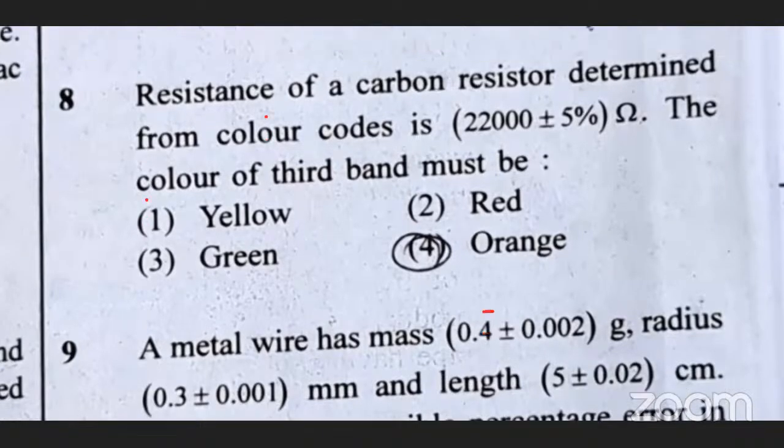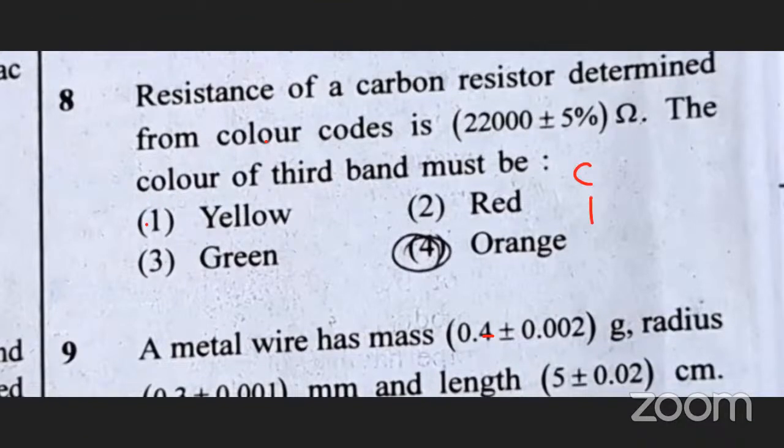And the next question is the eighth question, a carbon resistor question. So we know the color code of the carbon resistor. The first two colors indicate the digit value, and the third color indicates the multiplier. So we know the color code: BB Roy, Great Britain, very good wife. It's a mnemonic for that.